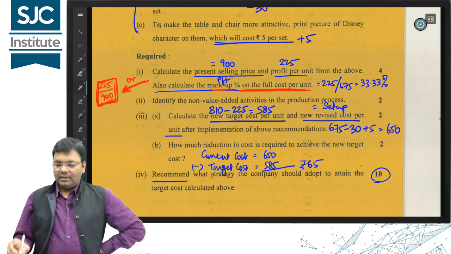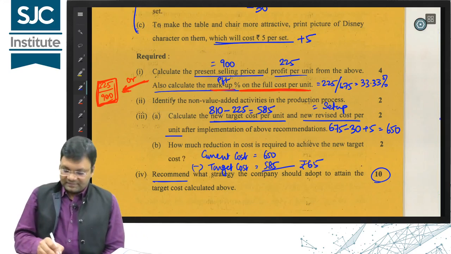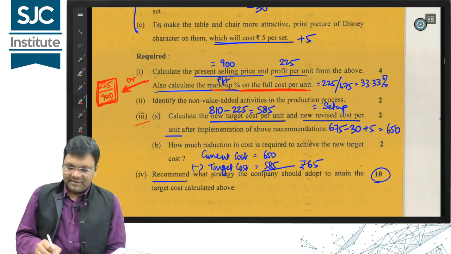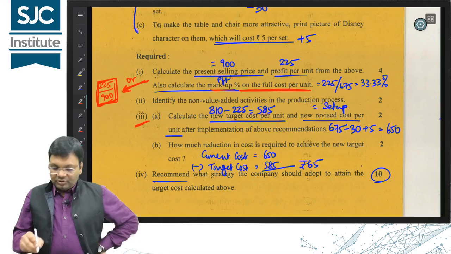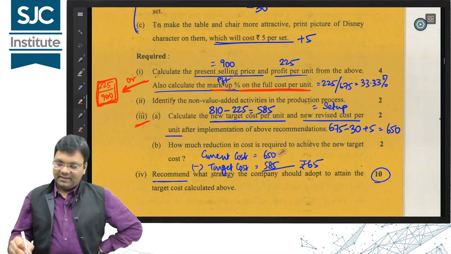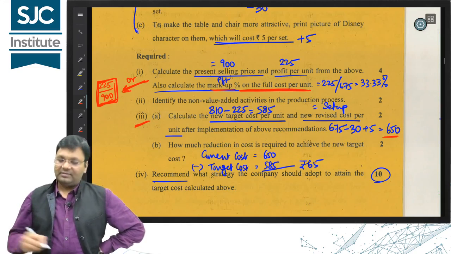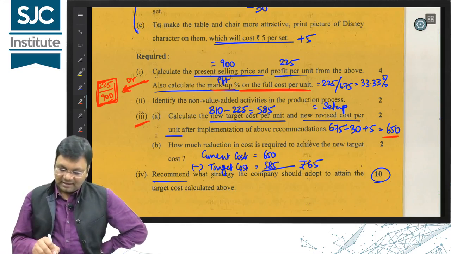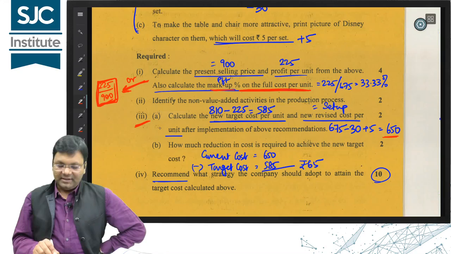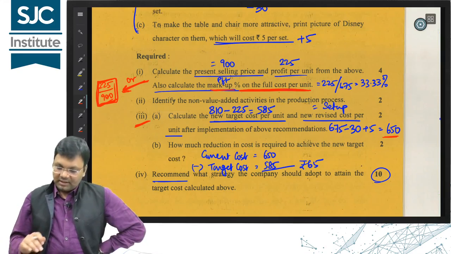Now here when you are doing this, entire part 3 is based out of that recommendations. So you should not take the current cost here 675. You will take this current cost 650, which is after the recommendation. And since this is a continuation of part 3, we will also assume that in part B they want us to continue with those recommendations.